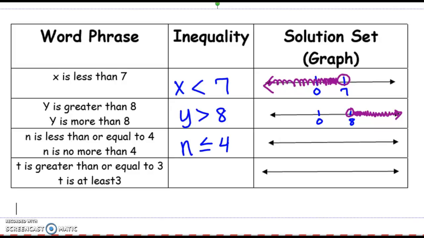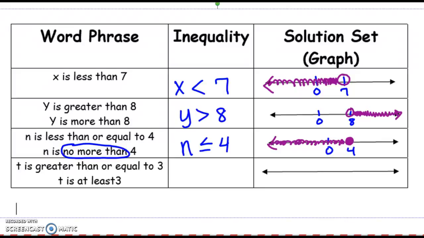And you'll notice there's another phrase here, n is no more than 4. Just another way to say that. So n can be all the numbers less than 4, but now they're saying we can include the number 4. That works also. So here's where 4 would be. So n is less than 4 or equal to 4. So I'm going to use a closed circle to show that I want to include the number 4. That is a solution, and all of those numbers less than 4.